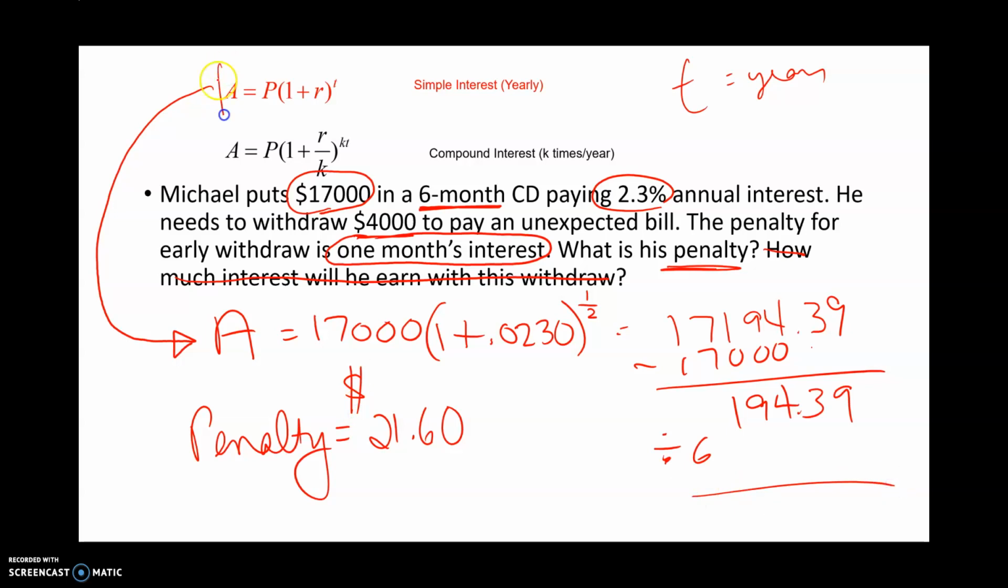We're using this equation again because it's simple interest, right? They don't talk about compounding anywhere in this equation. You got to watch the time because 6 months is this much of a year. And then figure out his total interest and divide by 6. Okay? Let's look at the next one.